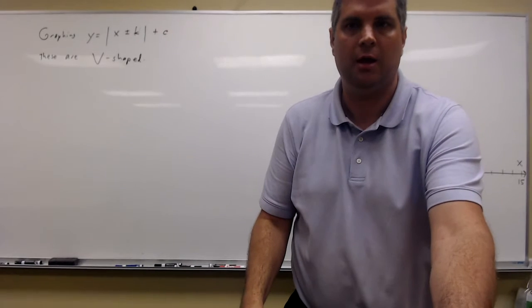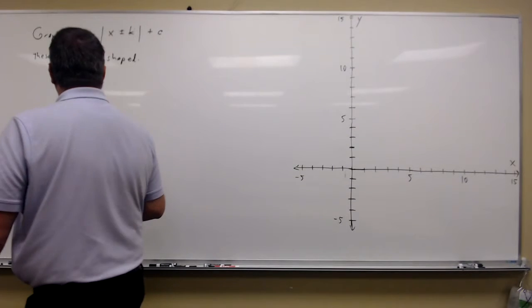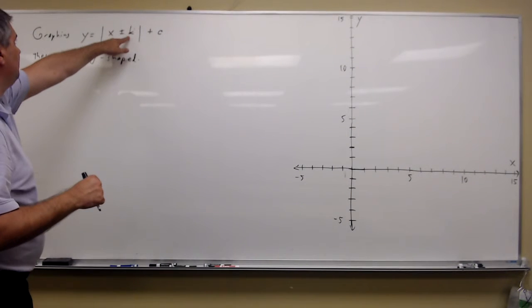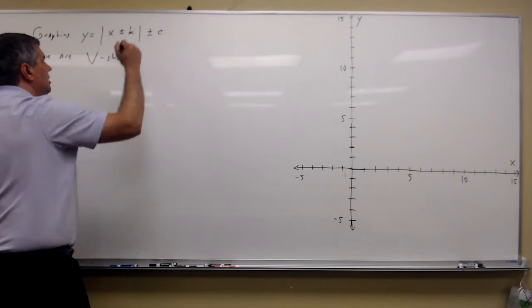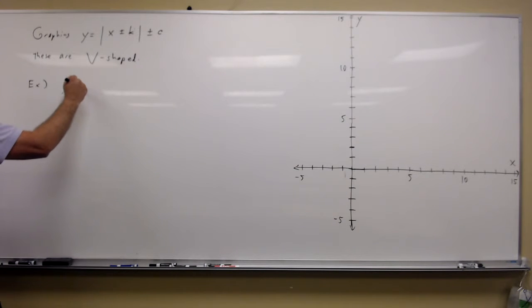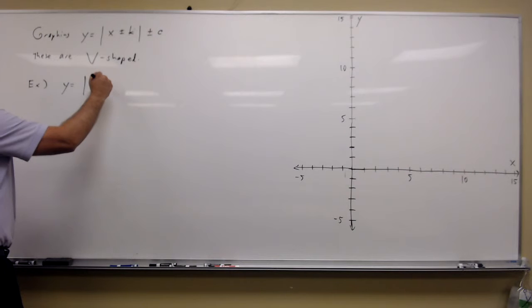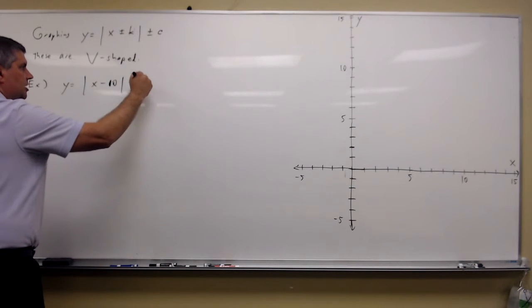Okay. I would like to just demonstrate graphing y equals absolute value of x plus or minus a constant, plus or minus a constant. So these are going to be V-shaped, and the example I'm going to use is y equals the absolute value of x minus 10 plus 13.